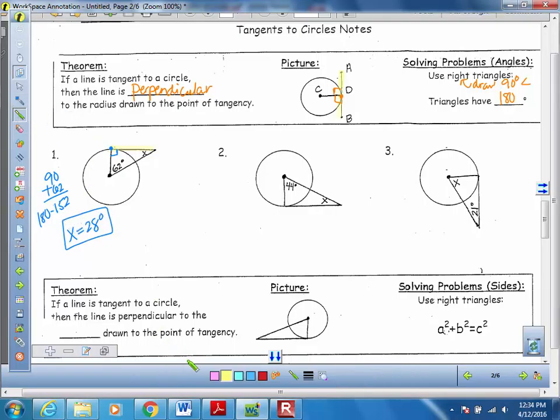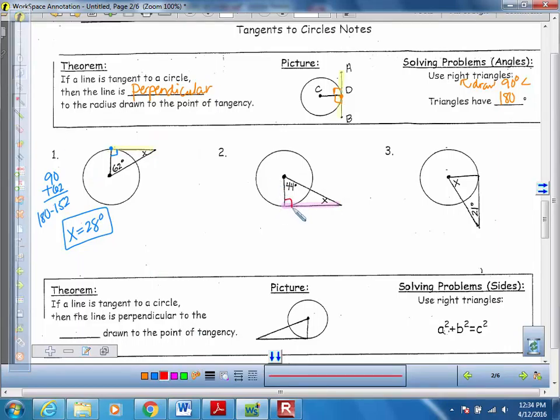Okay, let's look at number 2. Where is the tangent line in number 2? The bottom piece. And so that means that my right angle is at the bottom. So now I know 2 of the angles, so I'm going to add those 2 angles, 90 plus 44, which gives me 134. And then I can subtract that from 180. And that gives us 46. So x equals 46. Are we good with those?